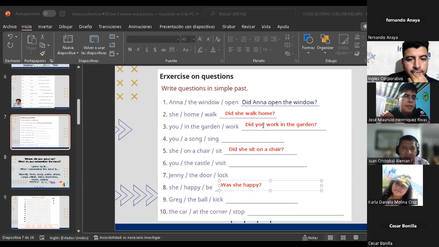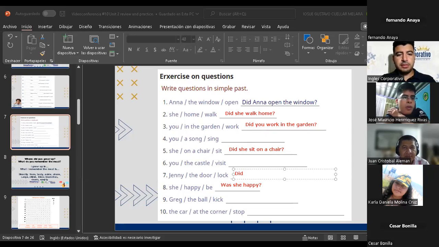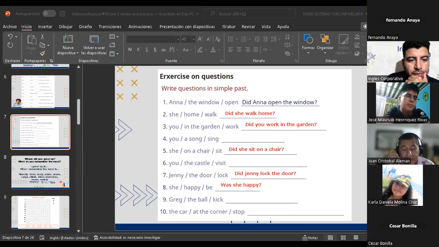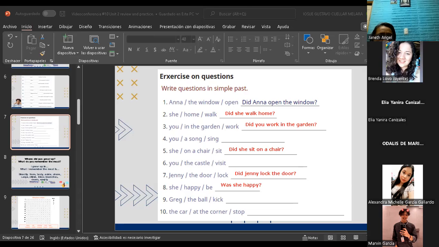Okay, sería 7. Okay, let's go with 7. The Jenny lock the door. Mm-hmm. Lock the door. Cuando decimos lock es cerrar con llave. Because close or shut, ¿verdad? Shut es cerrar. Close, cerrar, pero lock the door is with a key, es con una llave, o cuando le ponen seguro. Okay. Thank you. And we go with Juan, and after Juan, Janet. Okay, let's go with number 6.